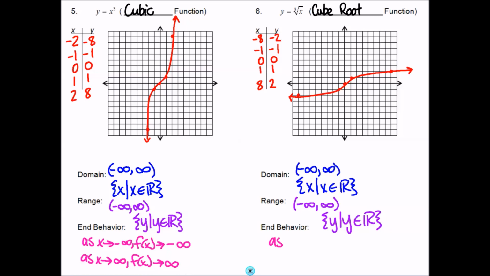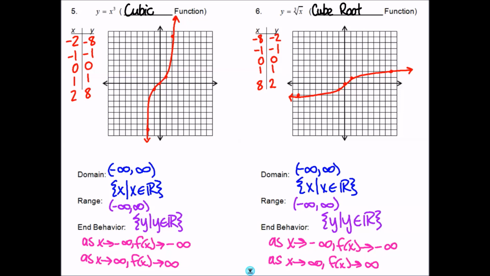And then the end behavior. So the first statement, as x approaches negative infinity, is the left side. This arrow is pointing down. And then on the right side, the arrow is pointing up.